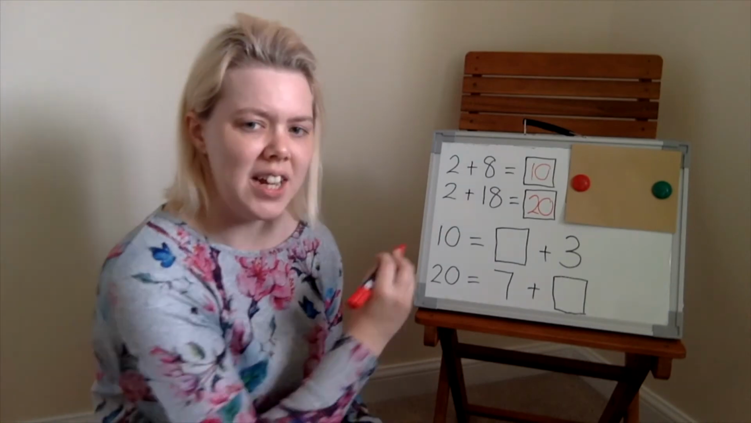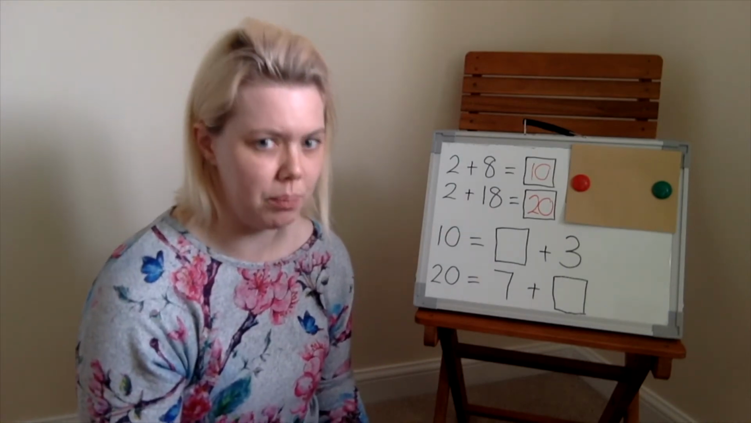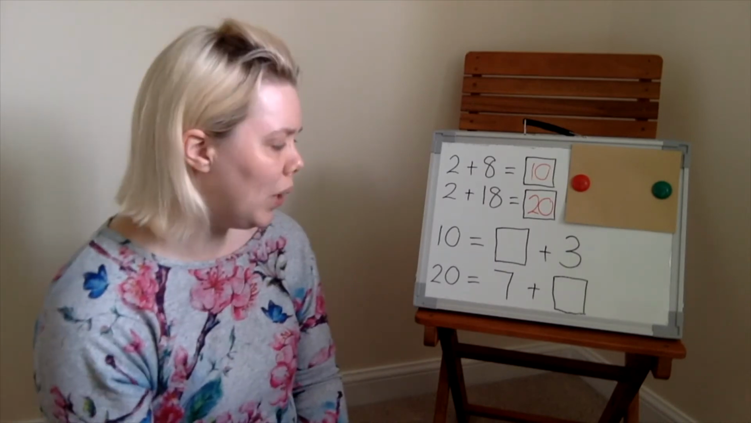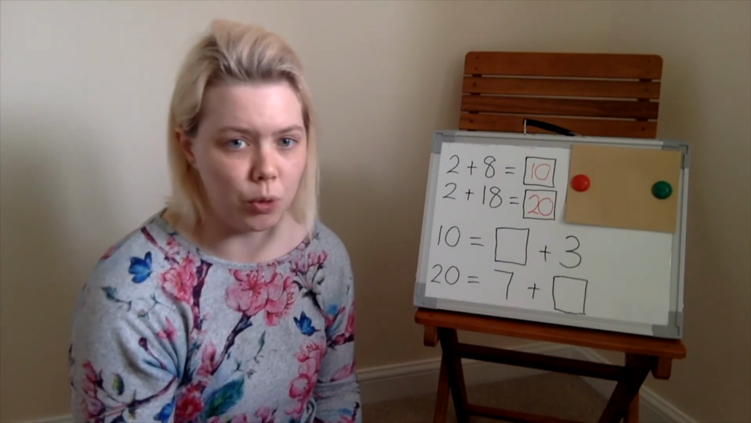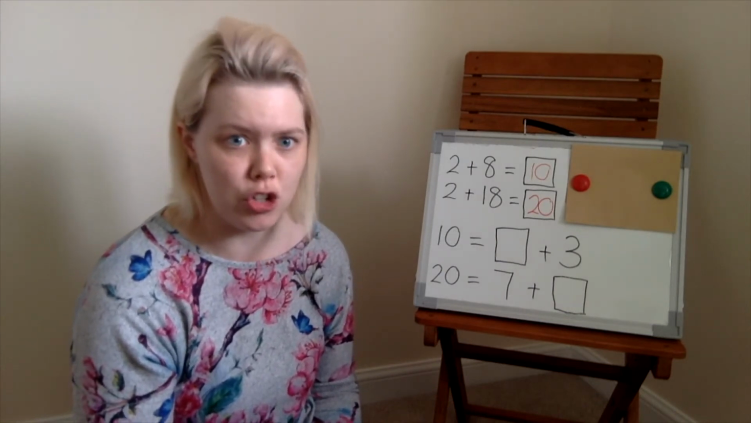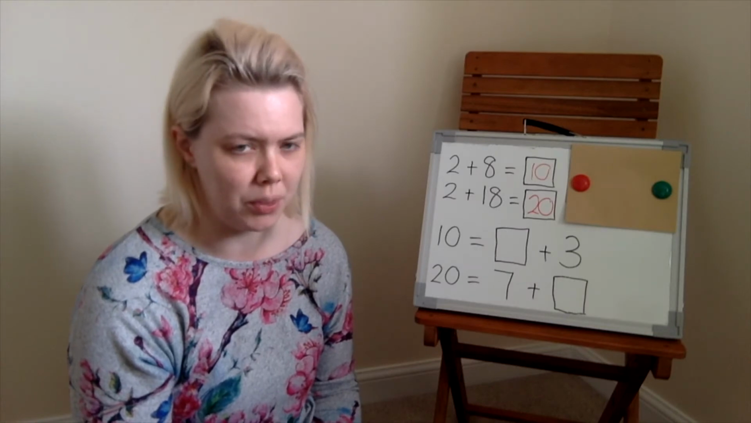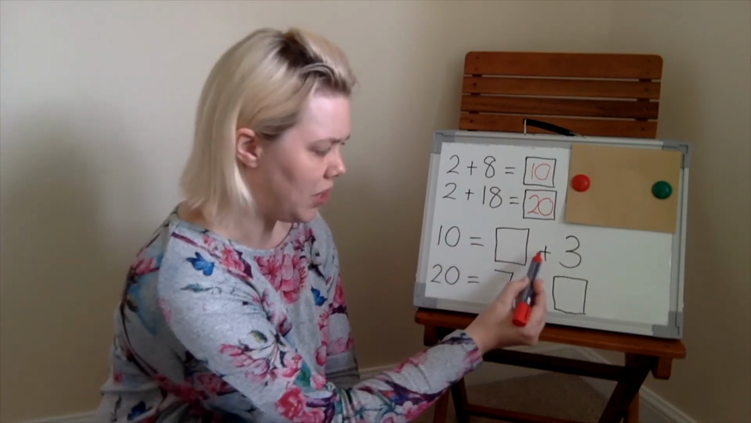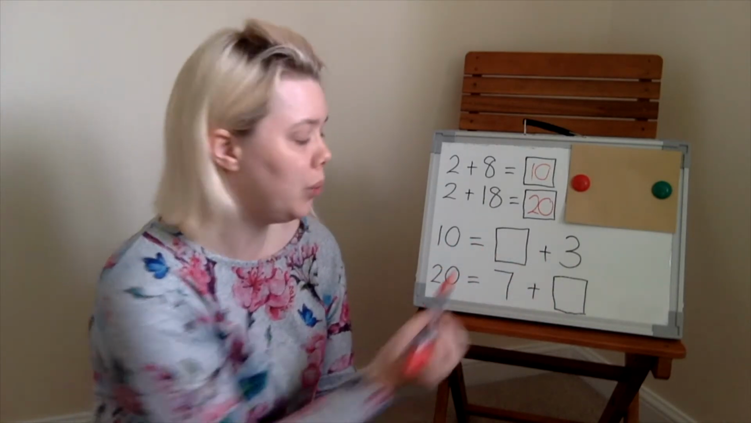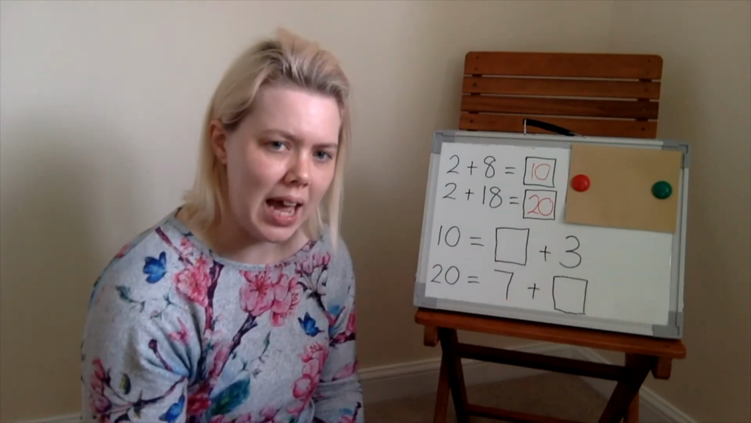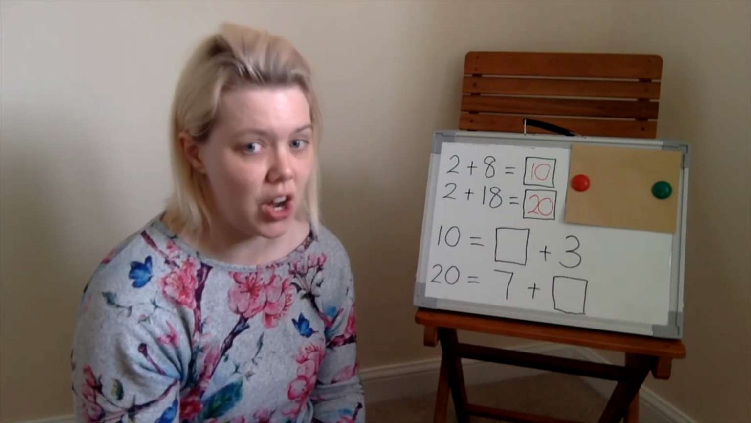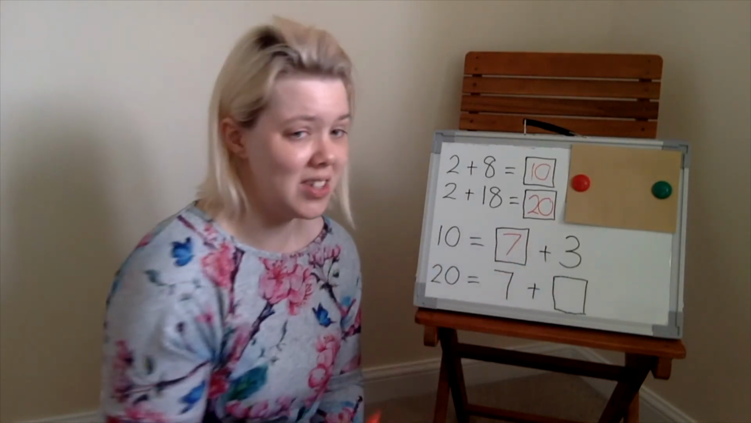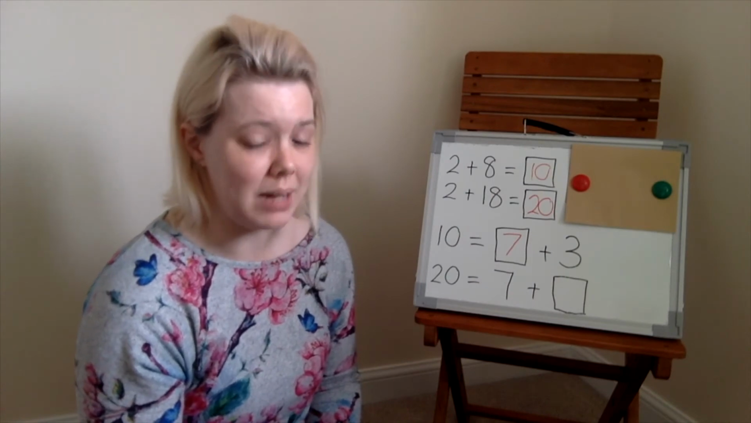Okay. Now the second set of problems is a little bit different because my missing numbers are in different places and my equals is in a different place. Now we've done lots and lots of work on equals being in different places in our number sentence, so we should know that it doesn't make a difference to our number sentence at all. So when we're looking at this one, we've got 10 equals something, add 3. I need to know what goes with 3 to make 10. Now I know my number bonds and I know that with 3 goes the number 7. 7 and 3 make 10.